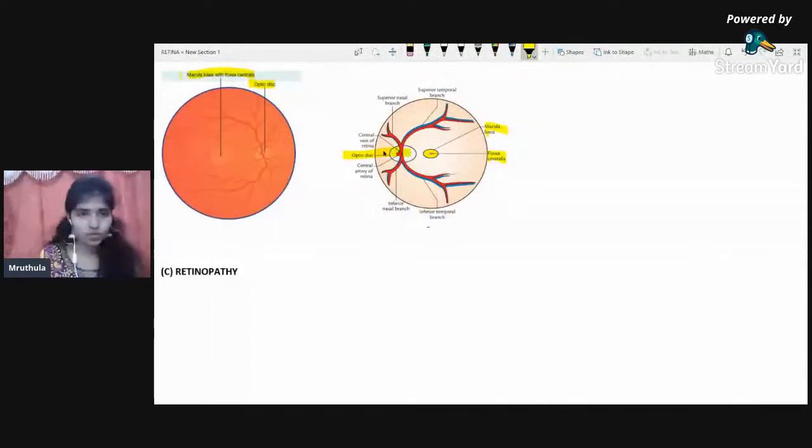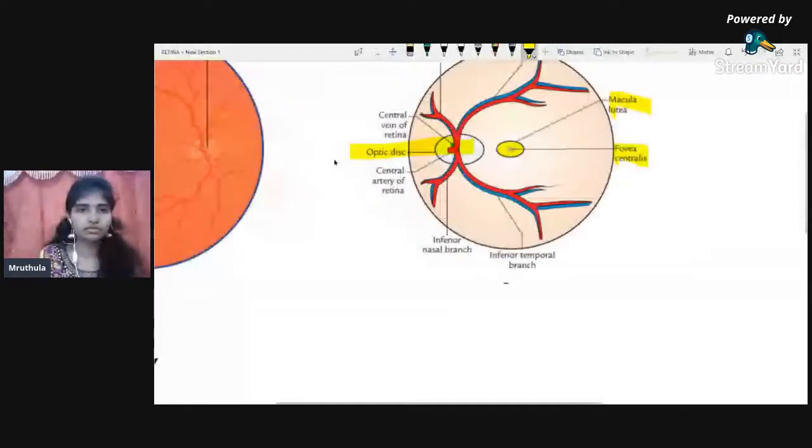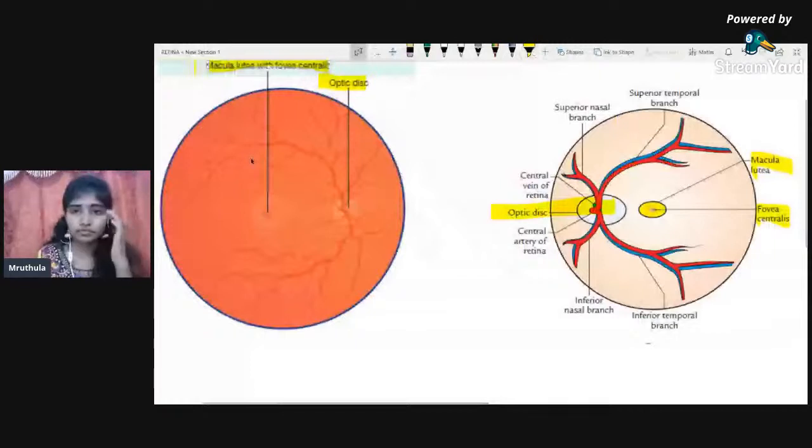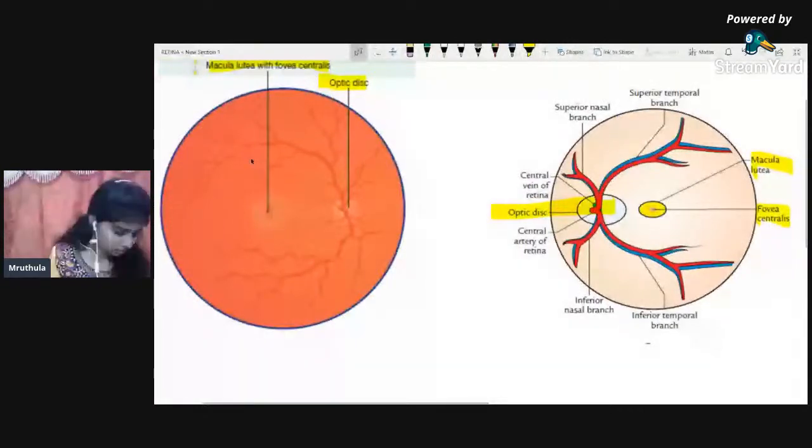Do you want me to zoom in? Can you see it clearly now? Harini?